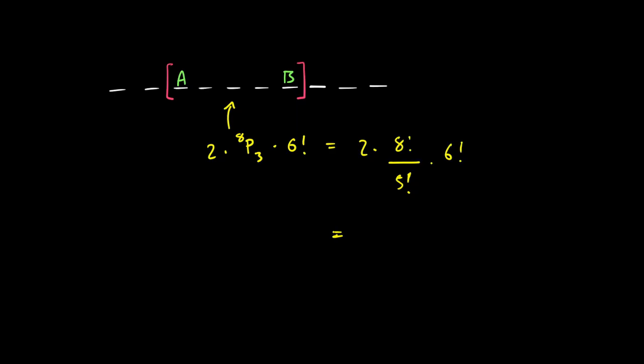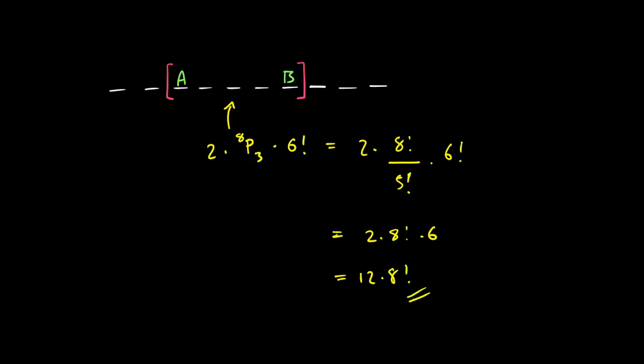And that is going to work out as being 2 times 8 factorial times 6, isn't it? Because 6 factorial is 6 times 5 times 4 times 3 times 2 times 1, and 5 factorial is 5 times 4 times 3 times 2 times 1. So everything cancels out apart from the 6. So we end up again with 12 times 8 factorial, which is what we had before.